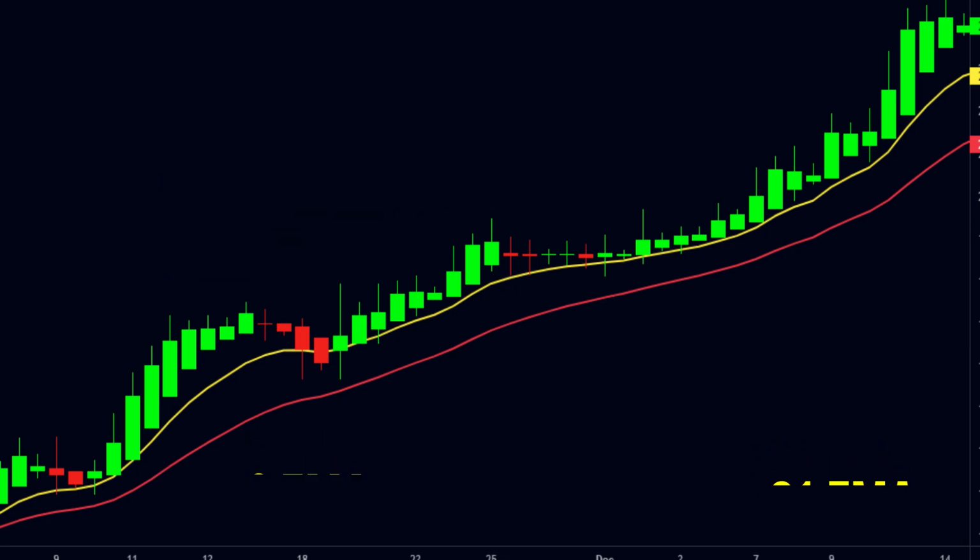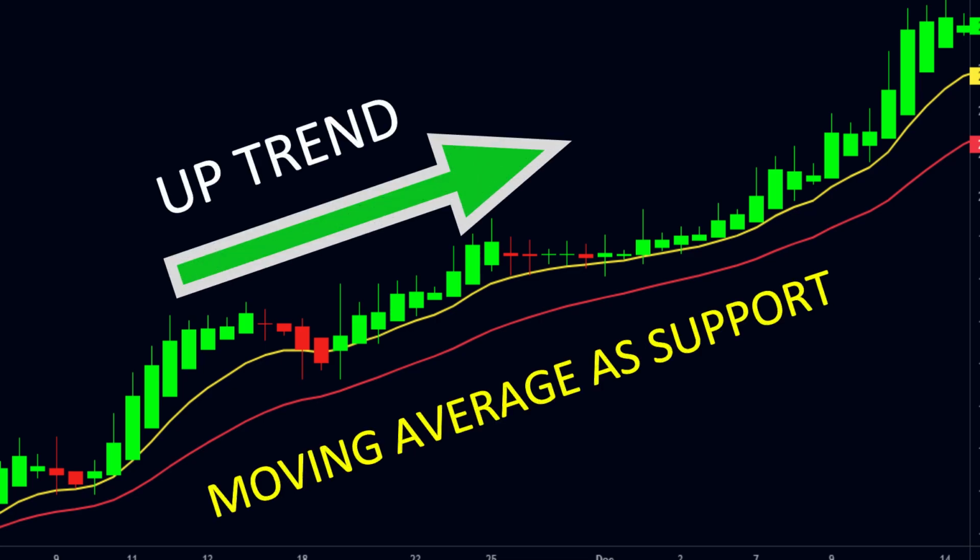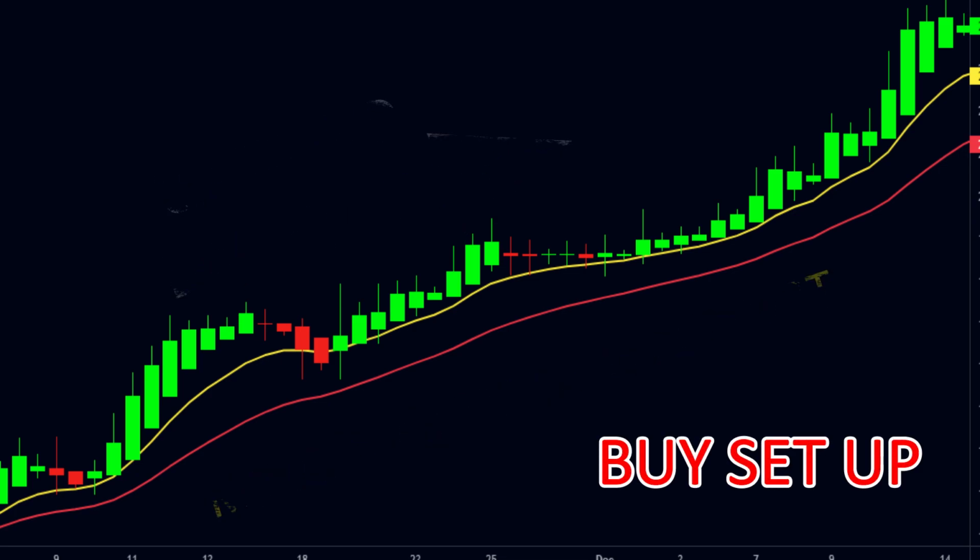After identifying the trend, moving average can be used as resistance or support. In uptrend moving average can be used as support. Price can jump after taking support at the moving average, so we should use a buy setup in this condition.